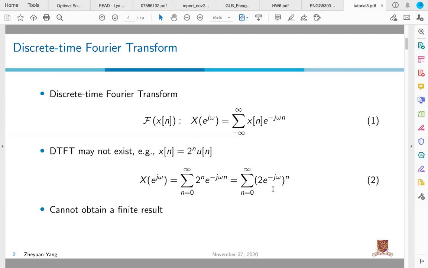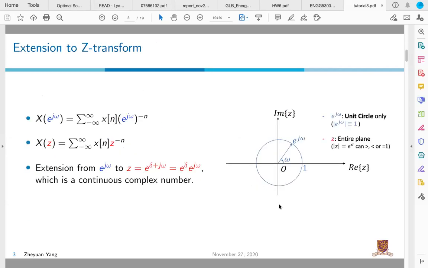Since the magnitude of 2 times e to the power minus j omega is equal to 2, which is larger than 1, we cannot obtain a finite result. So this is the reason why we want to extend the DTFT to the Z transform.